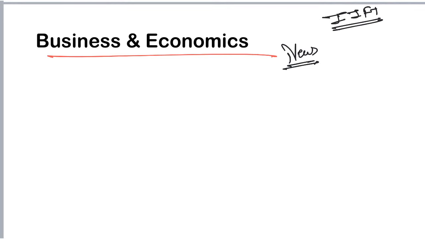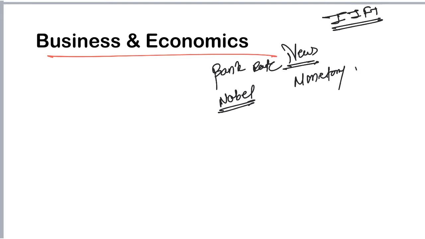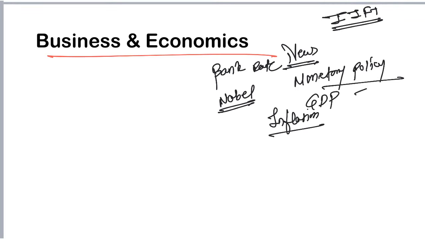When you talk about economics, you can talk about, let's say, bank rate. You can talk about the Nobel Prize winner, which can form a part of personality or a part of economics also. So you've got to understand the bank rate and a bit of monetary policy. There might be questions based on bank rate, monetary policy, GDP, or inflation rate as of now. There might be a question on top countries in the world according to GDP value, something like that.